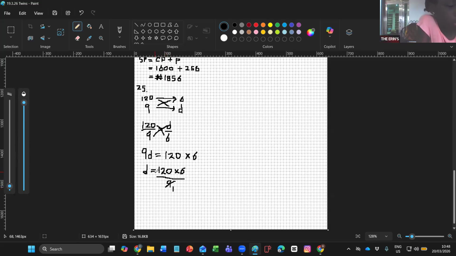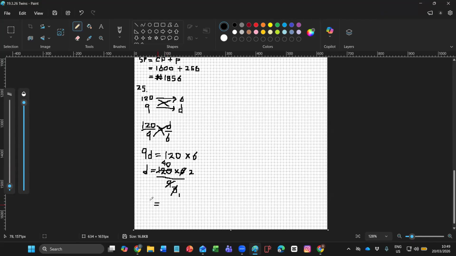So I'm using 9 directly because I think 9 can go into... no. Okay, so let's not use 9 directly. Let me change that. Let's use 3. 3 in 9 is 3, isn't it? 3 in 6 is 2. 3 in 120 is 40. So 40 times 2 is 80. I want to believe Faith also got it too. So the answer was 80. Okay, so you can go ahead and write.